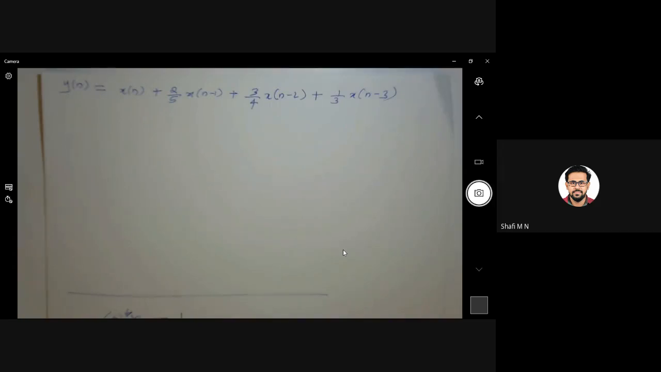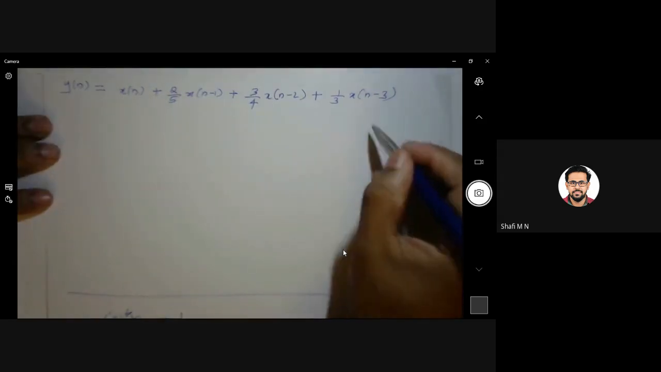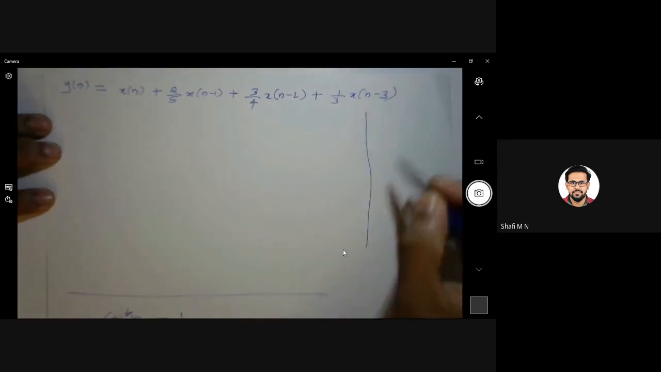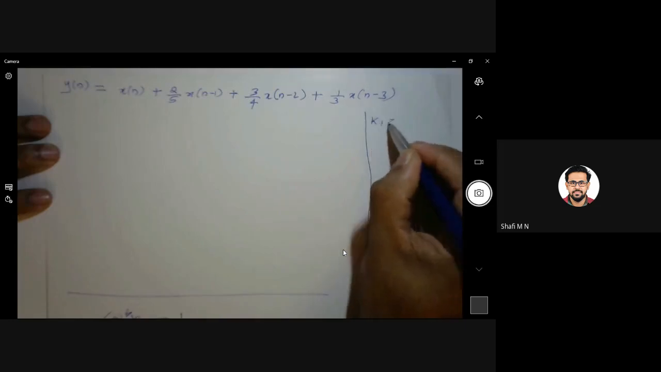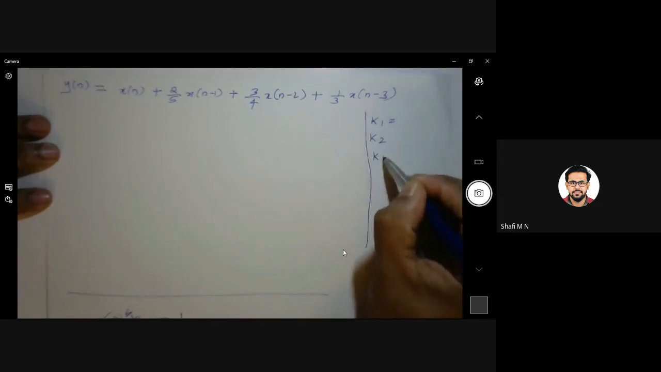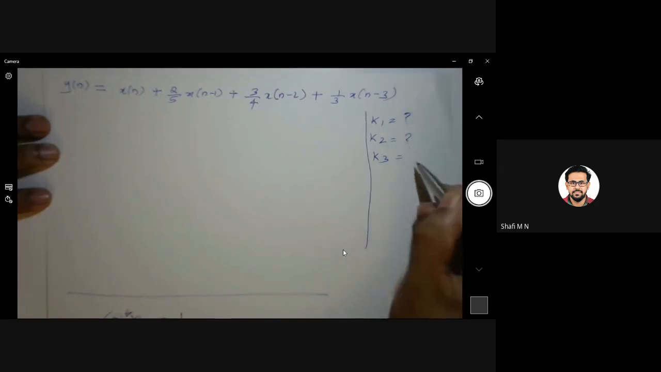So let's draw the lattice form structure for now. It is third order. Actually, let's draw it last. Let's first find the coefficients and understand what needs to be drawn. So it's a third order system. That means you have to find K1, K2 and K3. This is your task.